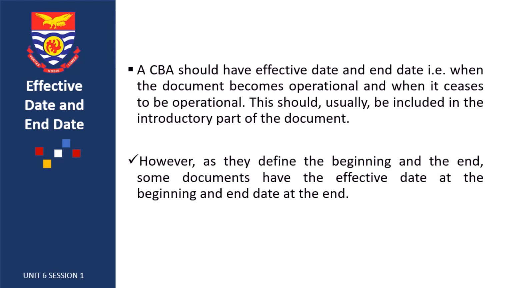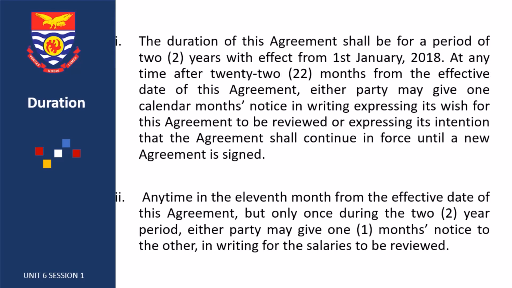However, as they define the beginning and the end date, some documents have the effective date at the beginning and the end date at the end. So that is it. Now with the duration, we are looking at presentation one. We talked about the duration. So the duration of this agreement shall be for a period of 2 years with effect from 1st January, and this one is from 2018.